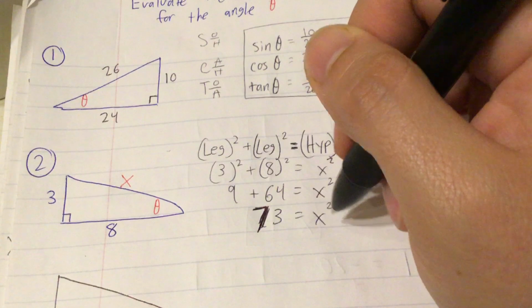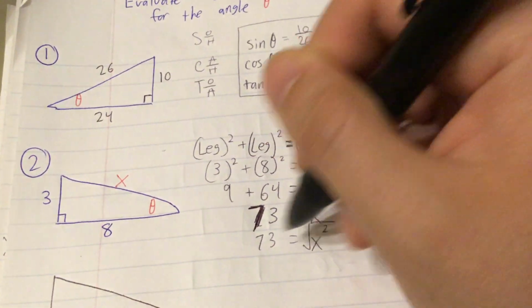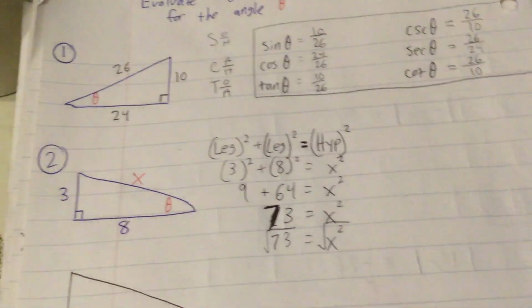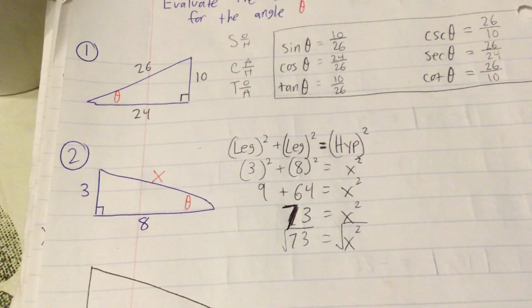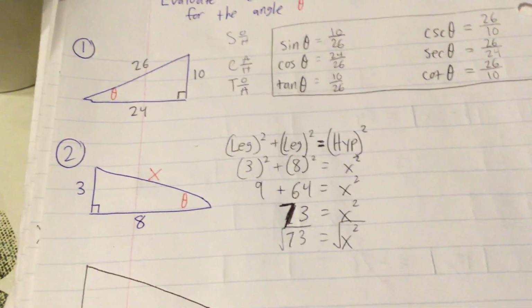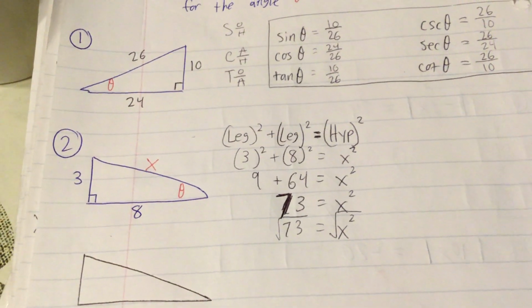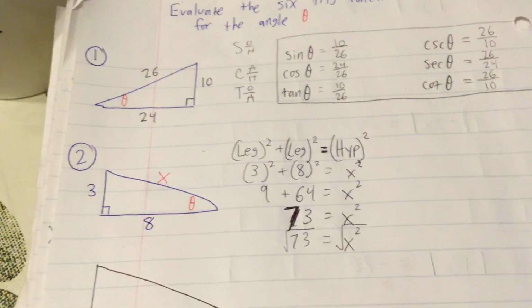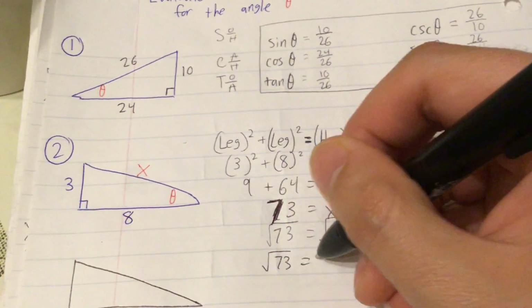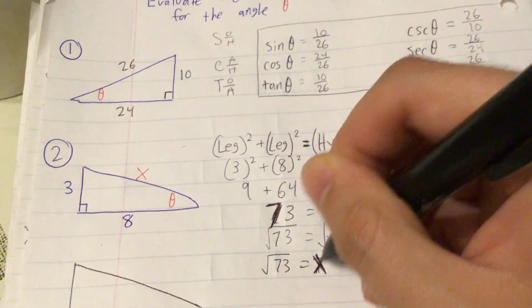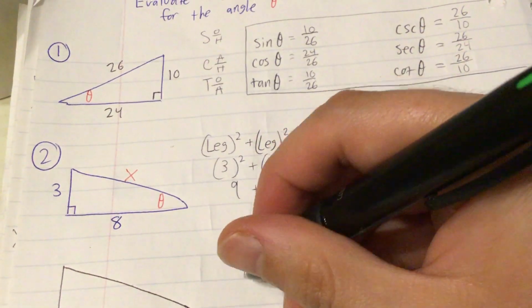How do I solve for x? I'm going to square root both sides of the equation. Now, can I divide anything out of 73? No. Let me just see. Is 73 prime or composite? It is a prime number. So 73 is a prime number, so x is equal to the square root of 73.